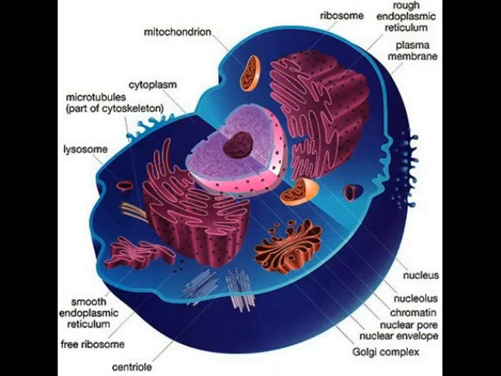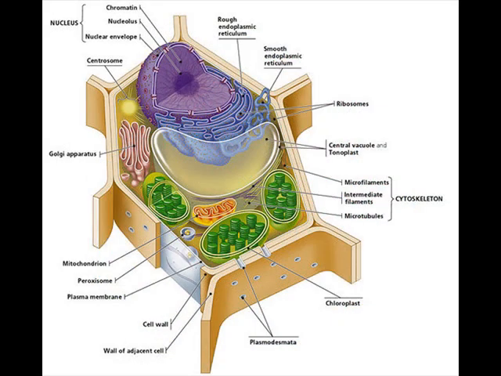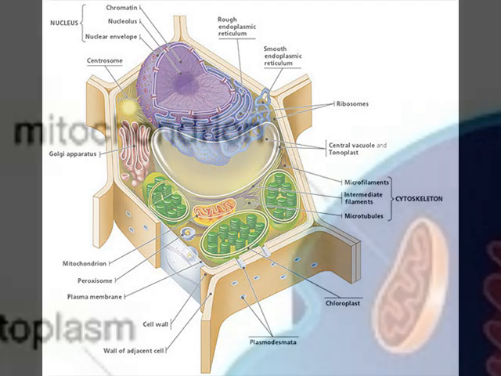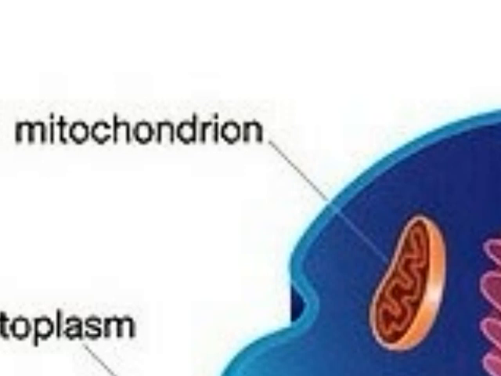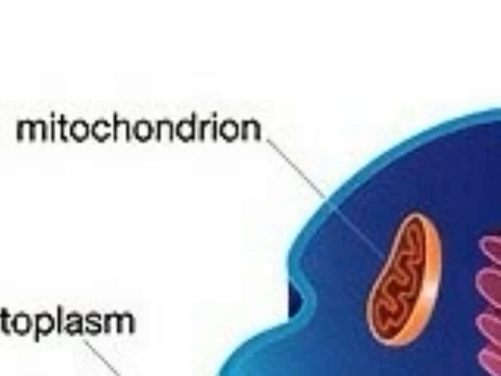Both plant and animal cells have multiple organelles. Plants have some that animals do not, and animals have some that plants do not. I will start by telling you the organelles of animals. This is mitochondria. It is the site of cellular respiration.